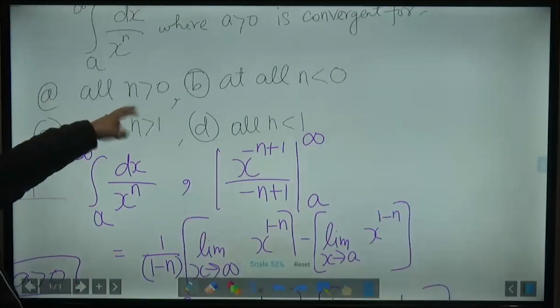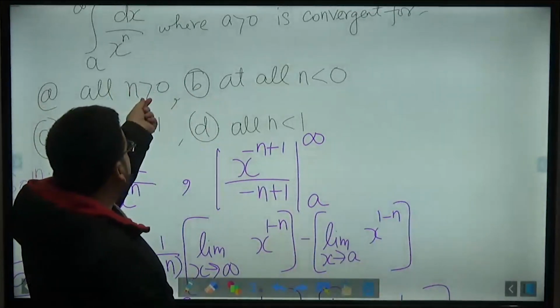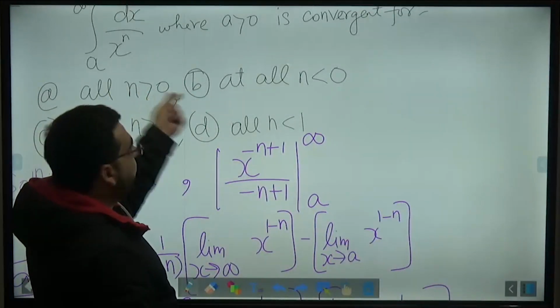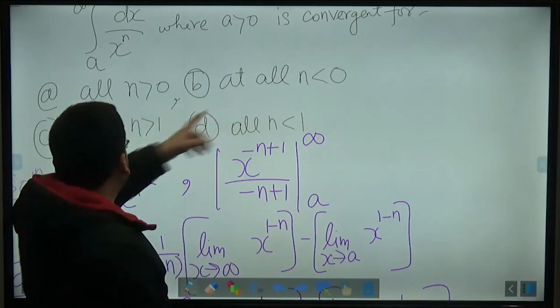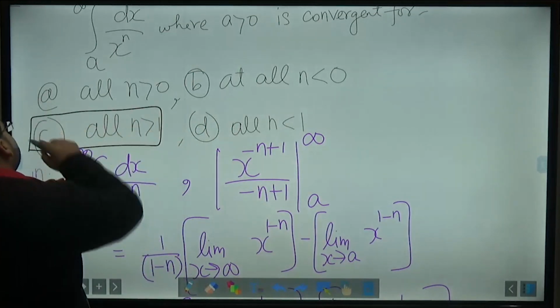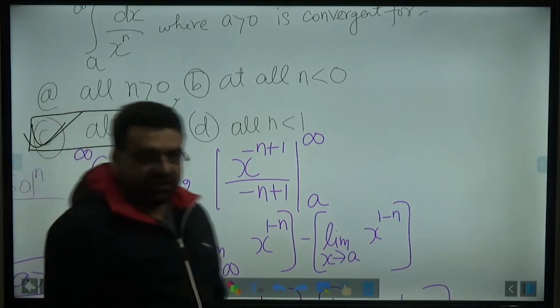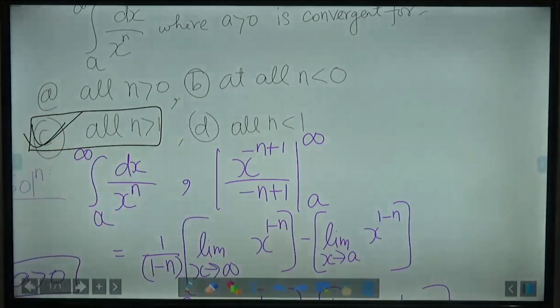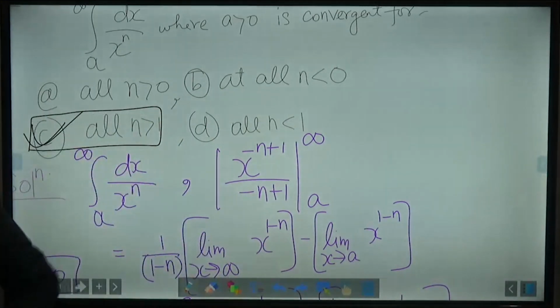Let us go to the options now. All n greater than 0, obviously it cannot be, because even if it is 0.5 you will be getting some divergent value. Yeah, greater than 1, this is the correct answer of this question. I hope you have got it. What is the meaning of convergent and divergent? Clear?